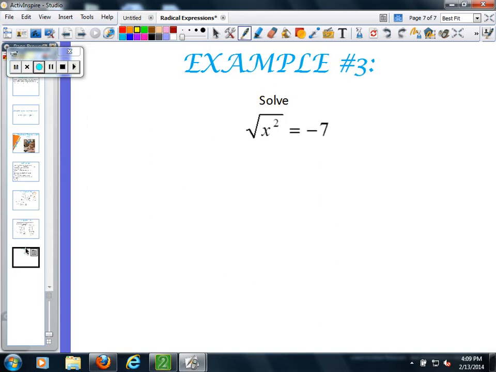The last one is going to use this property. This tells you the square root of x squared. Well, we know that the square root of x squared is the absolute value of x. And this says that the square root of x squared is negative 7. Let me actually redo that here.